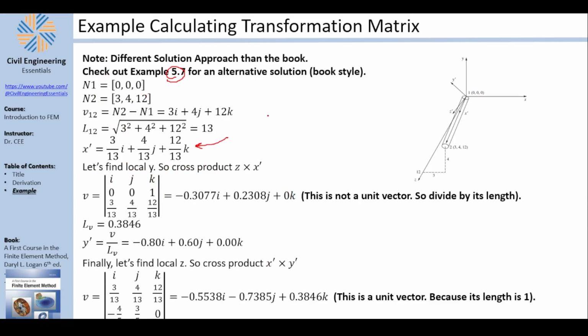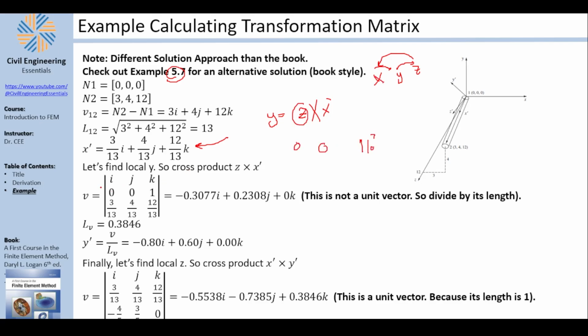Now to find the local y vector, I need to cross product z with x. Notice that the order is important because x cross y gives you z, y cross z gives you x, and z cross x gives you y. Now this z is the global z. The global z has a unit vector of 0, 0, and 1k.